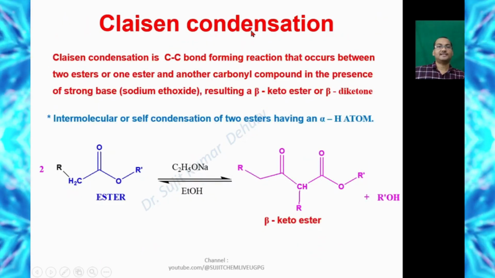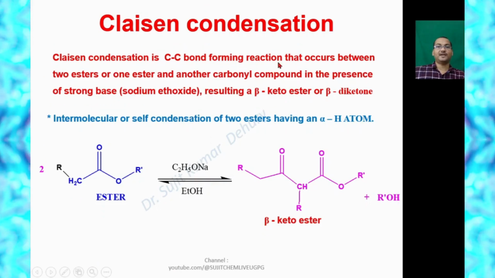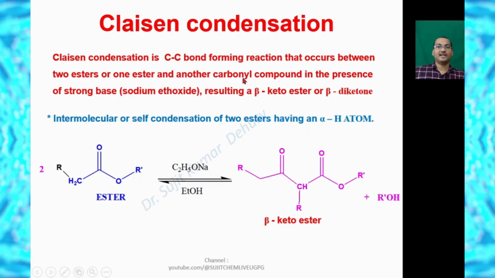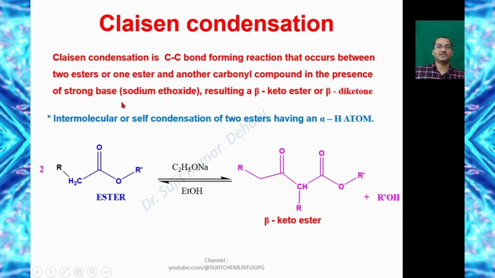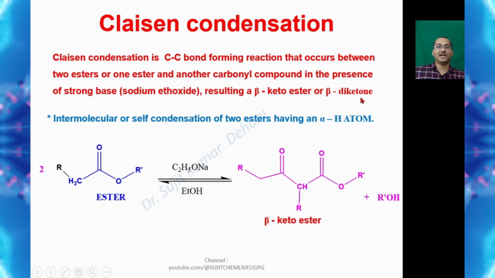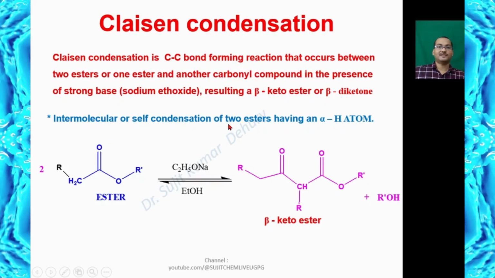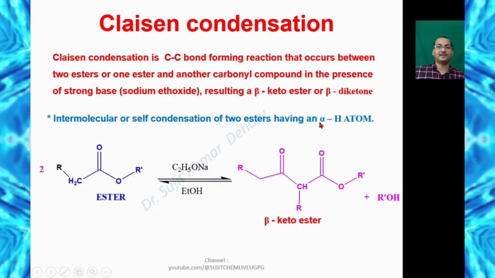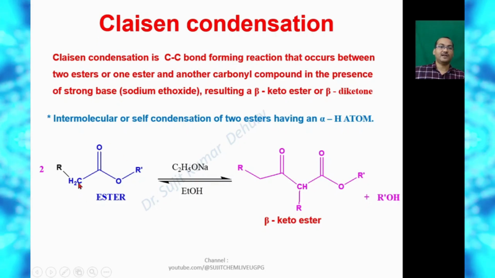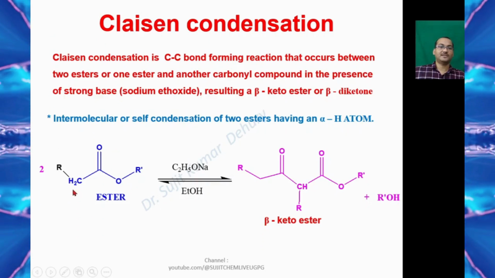The next is Claisen condensation. Claisen condensation is a C-C bond forming reaction that occurs between two esters, or one ester and another carbonyl compound, in the presence of a strong base, sodium ethoxide, resulting in a beta keto ester or beta diketone. It is the intermolecular or self condensation of two esters having an alpha hydrogen atom. This is the ester, where with respect to this ester group, this is the alpha carbon.